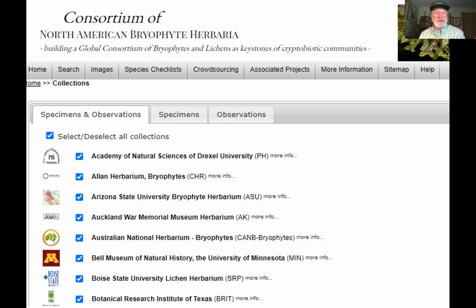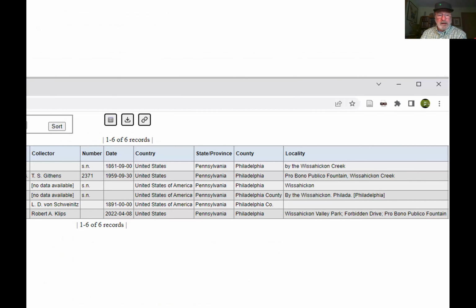So you can search the portal, and if you search the portal for Riccardia in Philadelphia, there aren't very many records. There's 6 of them, of which one of them is my record from this spring. And if you look at the table here of the results for Riccardia in Philadelphia on the portal of specimens, it seems as though all of them are from the Wissahickon Creek area. And one of them, the most recent one, other than 2022, is 1959, just a couple of years after they closed up the fountain. And it's right there. The locality is the Pro Bono Publico Fountain at Wissahickon Creek. So it's the exact same spot.